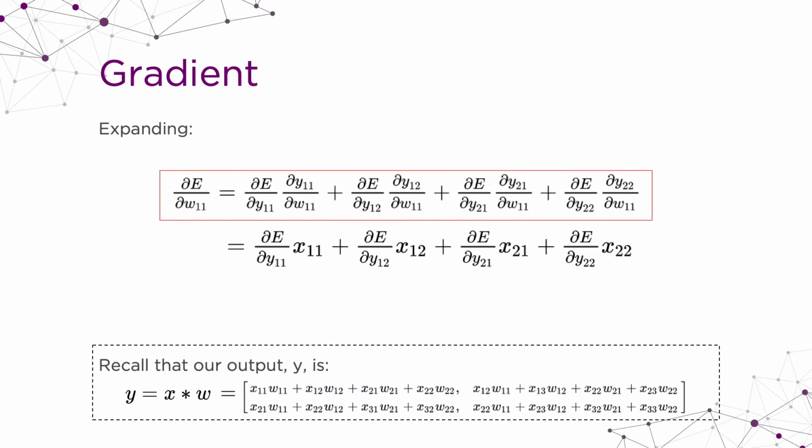And we can do this for every single one of these terms. So for our dy12 with respect to dw11, again, if you look at this term here, you would find that you get x12. Here, we look at the contributions for w11, we get x21 over here. And here we get our x22 over here. So we can expand this for every one of our terms.